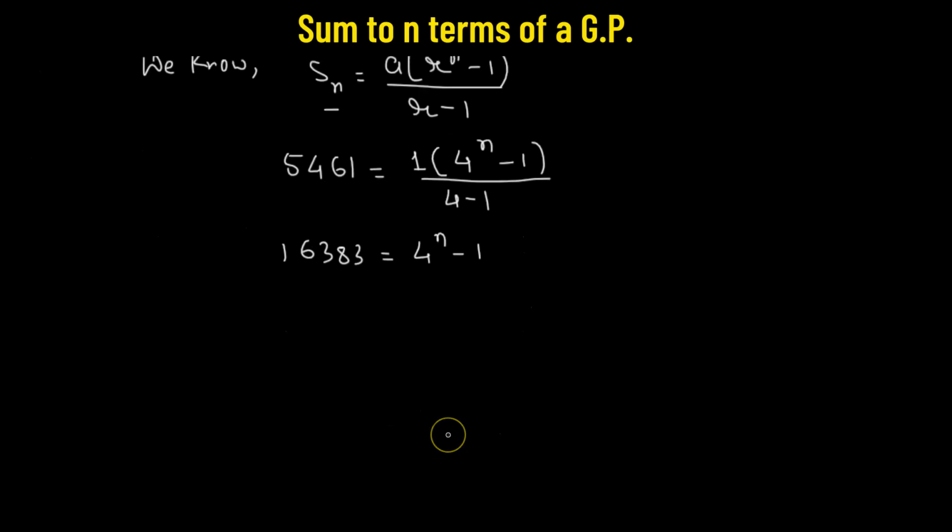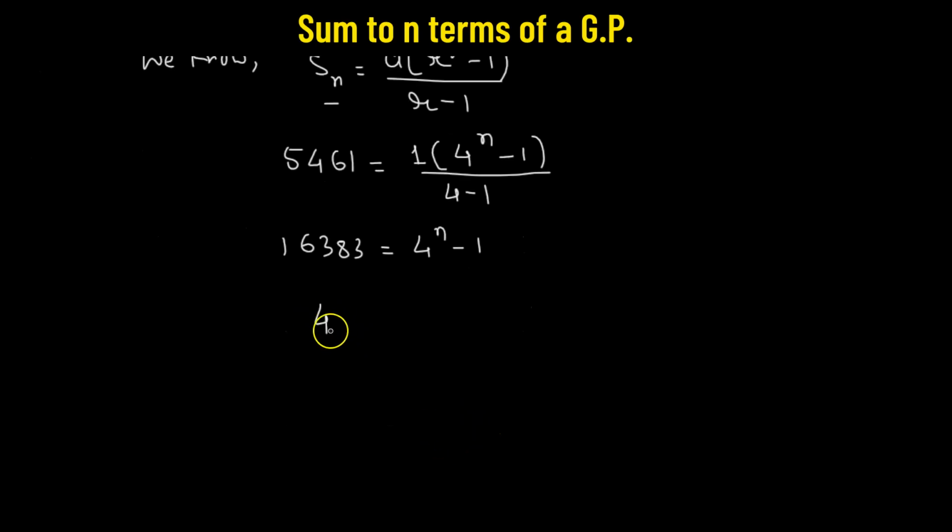Or we can simplify it to get 4 raised to the power of n, which will be equal to 16,384. Now 16,384, that's equal to 4 raised to the power of 7. When the bases are equal, then the exponents or the powers must be equal, and this tells us that there will be 7 terms in the given geometric progression, which sums up to 5,461.